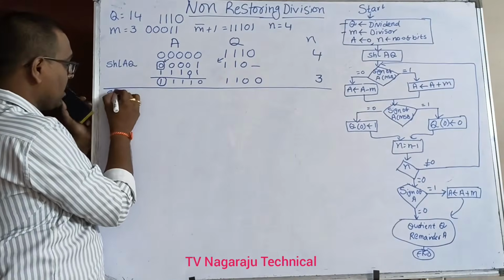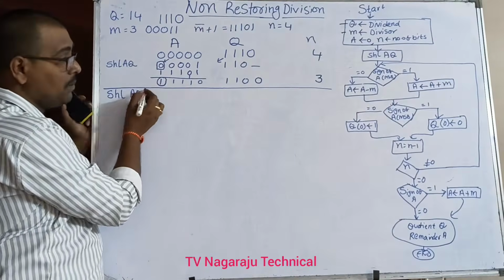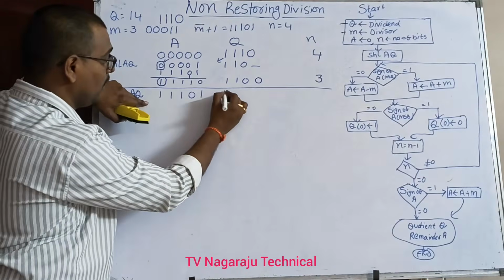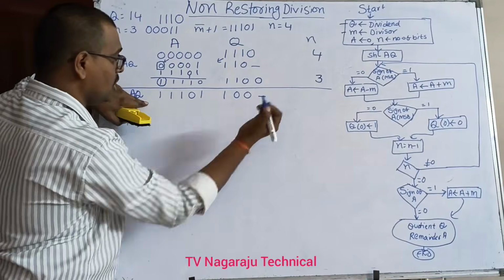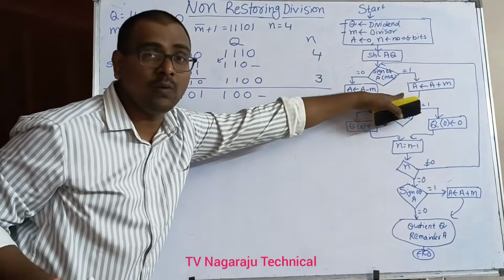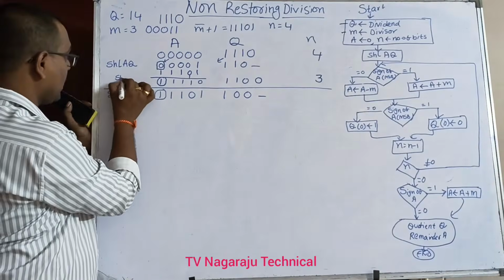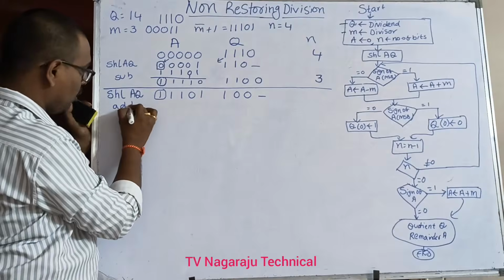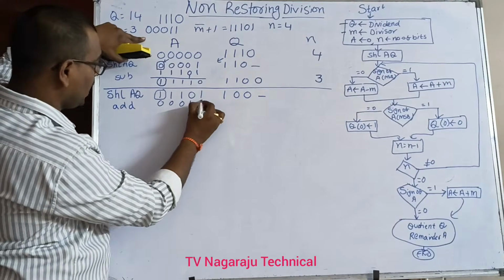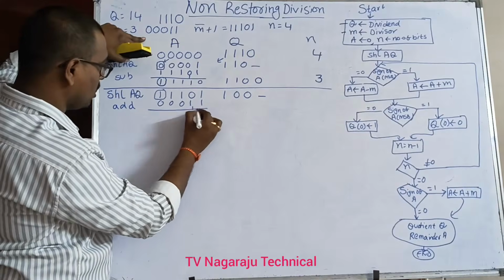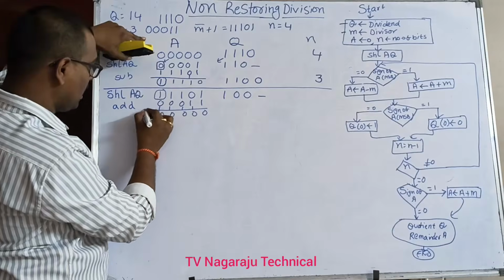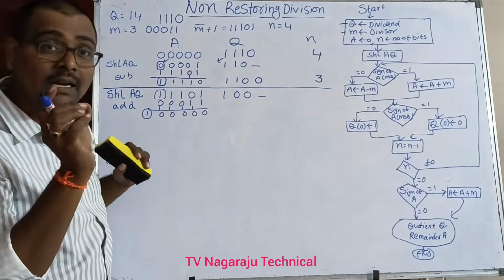Now again, shift left AQ. Simply do the shift left operation: 1 1 1 0 1 1 0 0 0. Now what is the MSB bit? Here the MSB bit is equal to 1. Then what you need to do? Simply, I am doing the addition operation with M. So 0 0 0 1 1, do the addition. If you have any carry, discard the carry.